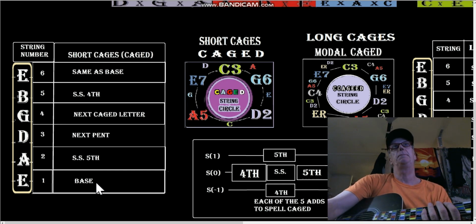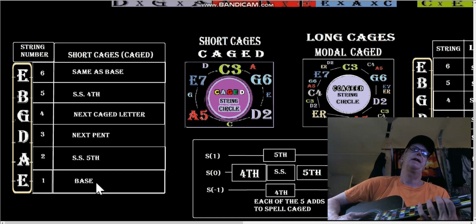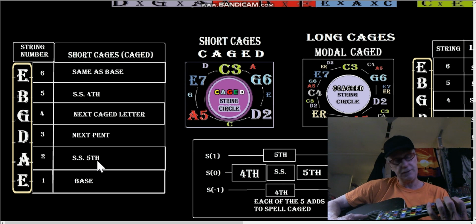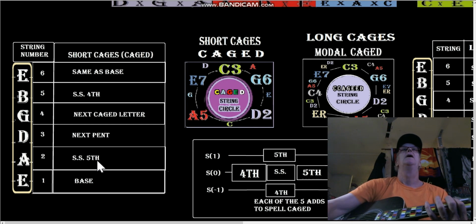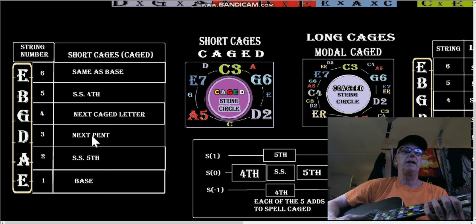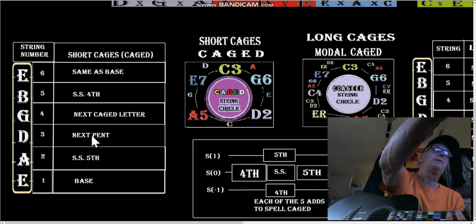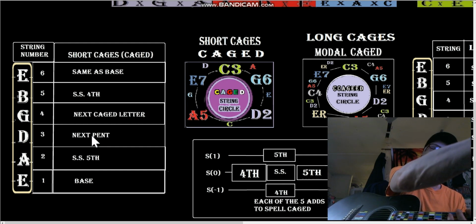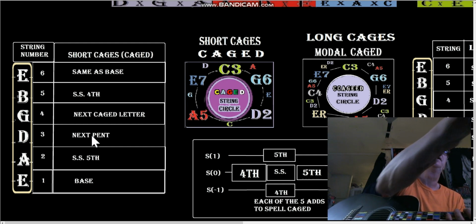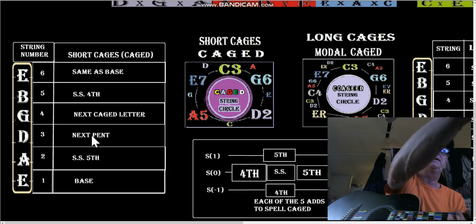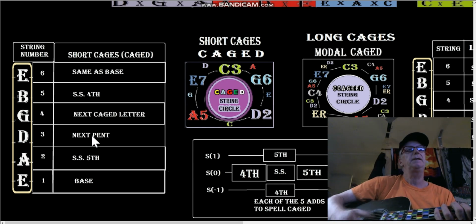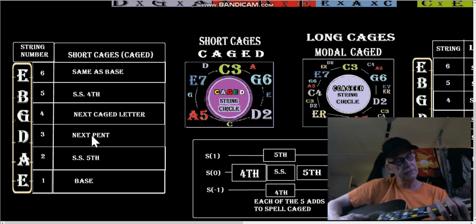So we've got the bass string shape is the A. The second string up is the string shape fifth. Fifth of A is E. The third string up is the next pentatonic scale. Remember, after A is C, right? C, D, E, or root, 2, 3, 5, 6, root. C, D, E, G, A, root. So the next one up from A is the C string shape.